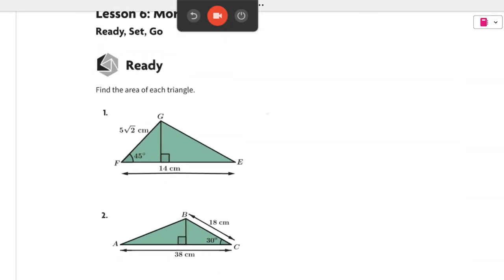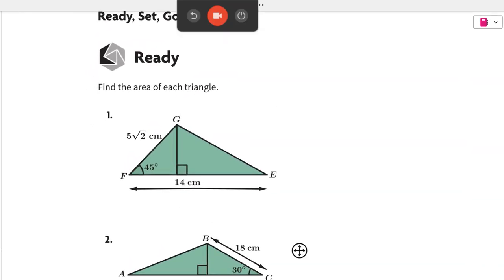So for the ready, it says find the area of each triangle. Remember, the area of a triangle is equivalent to half the base times the height. So these triangles are already drawn with a height shown for us, so we just need to figure out that height. Here we see we have a 45, 45, 90 triangle.